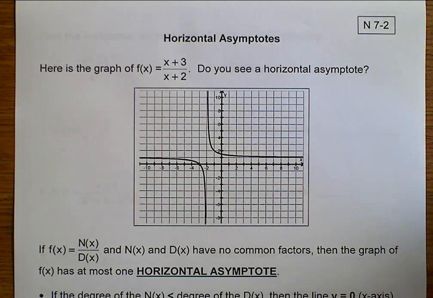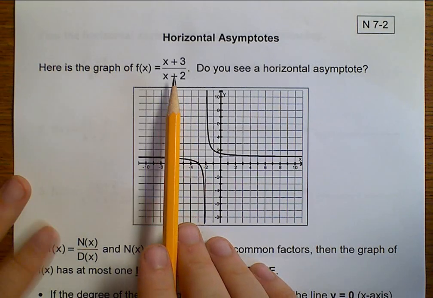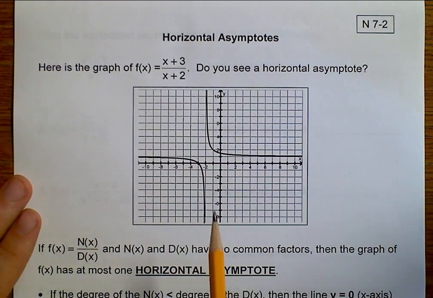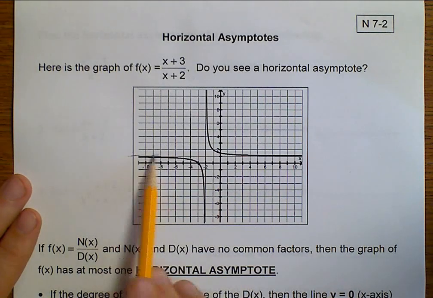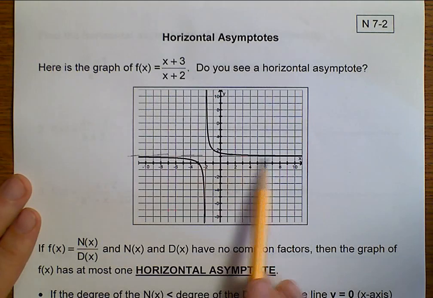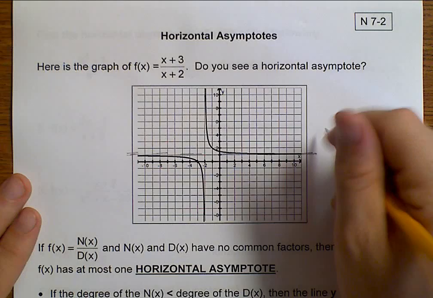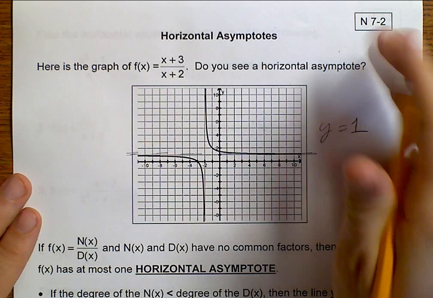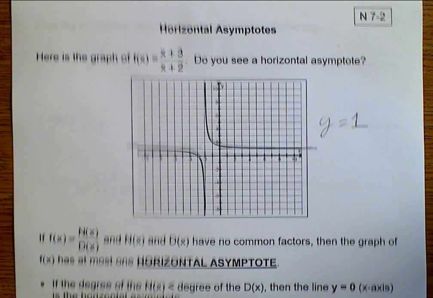In our last assignment we talked about the vertical asymptotes. You look and see where the denominator equals 0, and that can create a vertical asymptote. Today we're going to be talking about horizontal asymptotes. So, this graph has a horizontal asymptote right here at 1. This is at y equals 1. That's the horizontal asymptote.